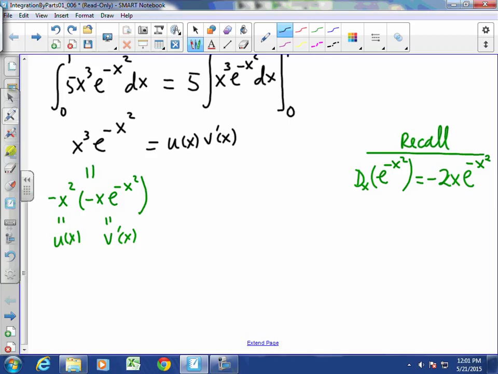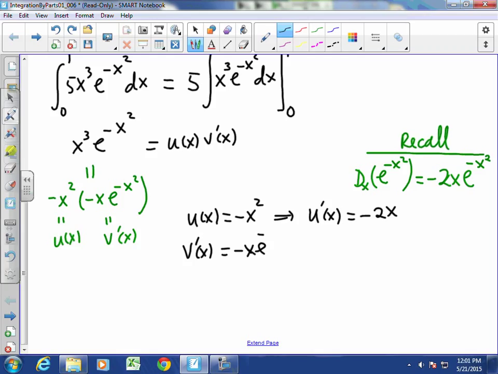Using that, therefore, say u of x equals negative x squared. That will imply that u prime of x is negative 2x. v prime of x equals negative x e to the negative x squared. That means v of x is going to be e to the negative x squared.